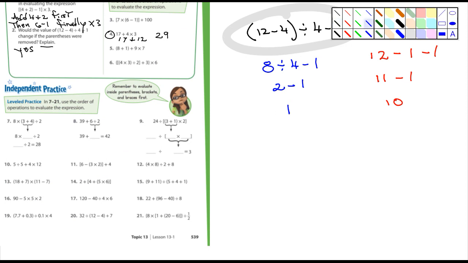I'm looking at like number 7 here. They're even pointing out the steps. We have 8 times, and then in parentheses, 3 plus 4, divided by 2. Well, you do the 3 plus 4 first, and that's going to be 7. And then 8 times 7 divided by 2. And so just fill in those little blanks here. And give this a shot, you guys. There's some hard ones, but we're going to go over them and take our time.